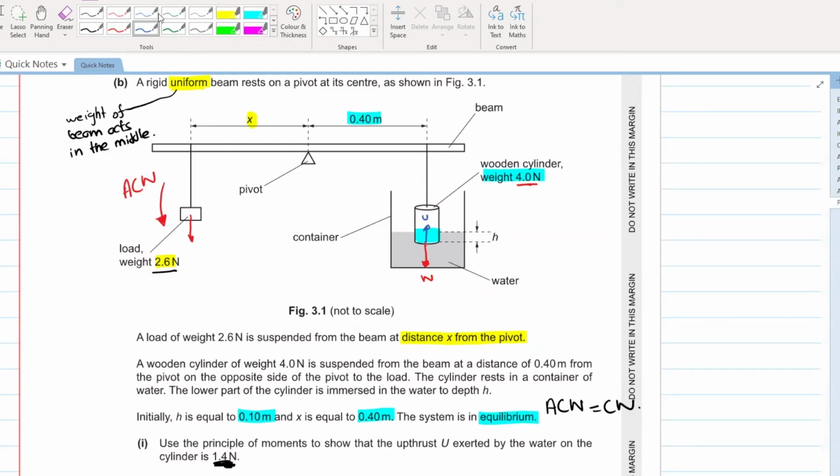So what is the resultant force for the cylinder? Weight, that is 4 Newton, minus upthrust. This is the resultant force for the cylinder. Weight is acting downward, weight is 4 Newton, upthrust is acting upward. The subtraction of both will give you the resultant force.